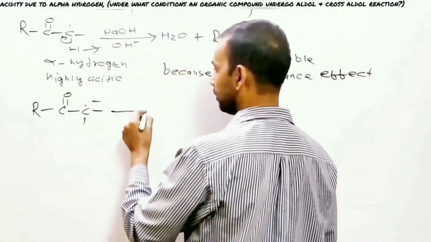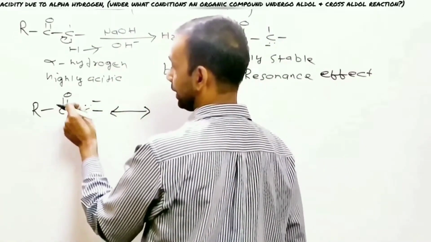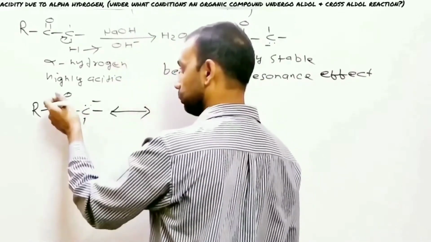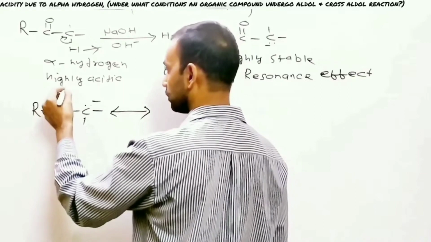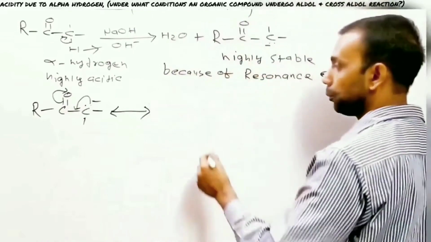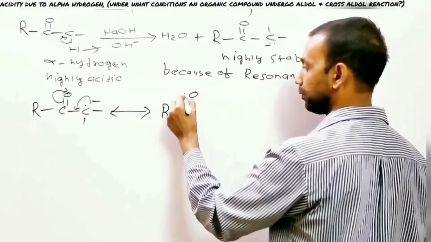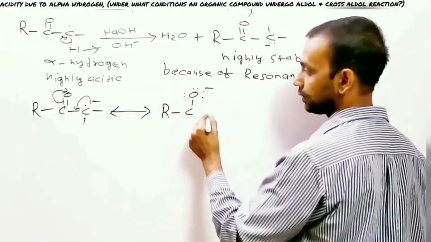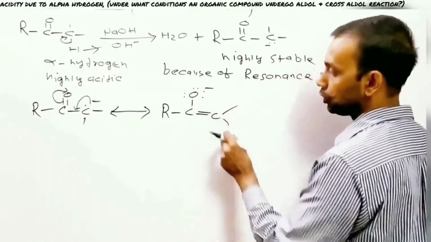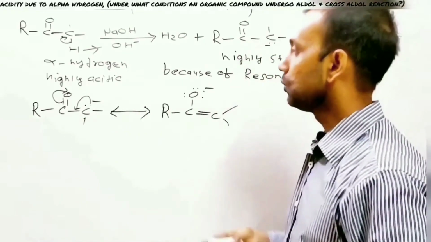This carbon has become electron rich, so the polarization of electrons moves towards the oxygen, and therefore this lone pair is used in the formation of a pi bond. So this is what happened: R, C, single bond O, which now has three lone pairs with a negative charge, and there you have a double bond to carbon and two bonds. This molecule is highly stable because it can undergo the resonance effect.